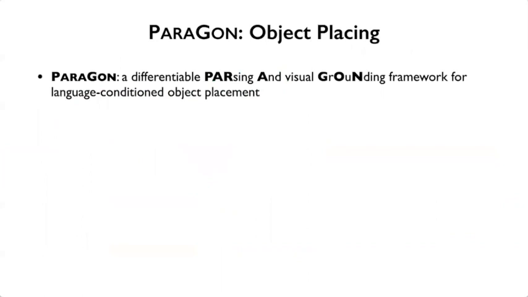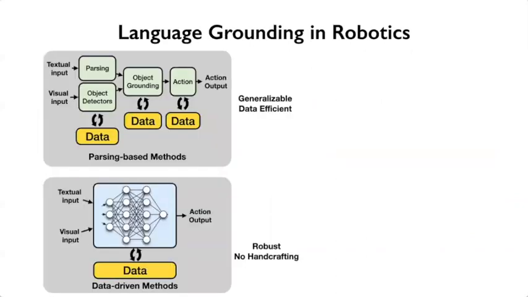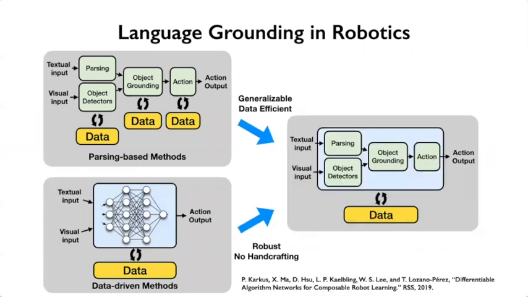We address the issues by introducing Parsing, a parsing and visual grounding framework for language-conditioned object placement. Parsing integrates parsing-based methods into a probabilistic, data-driven framework. It exhibits robustness from its data-driven property, as well as generalizability and data efficiency due to its parsing-based nature.